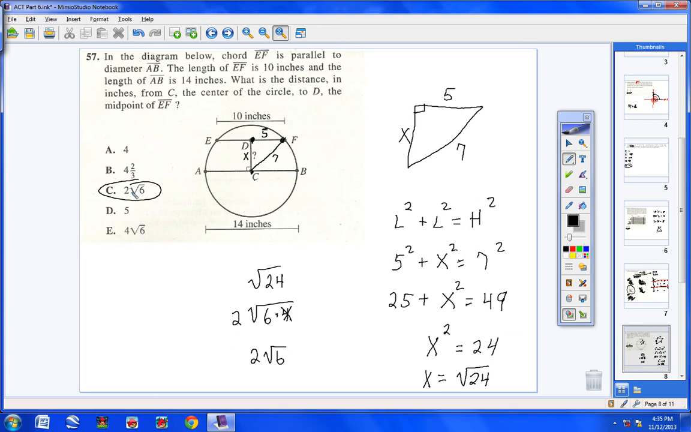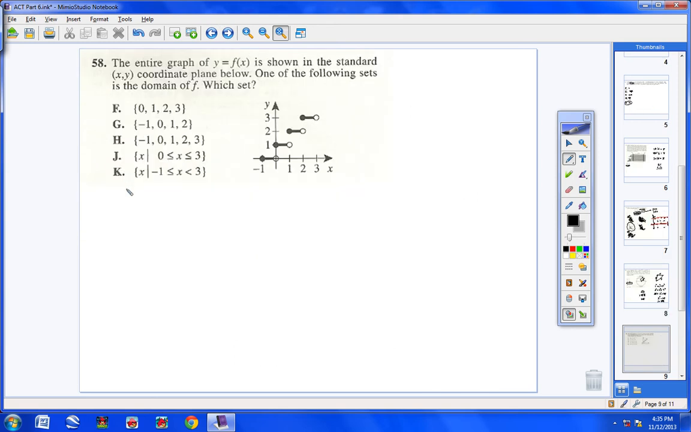A very good problem. Okay, let's move on to number 58. This one's pretty simple. It'll be pretty fast. The entire graph is shown below. One of the following sets is the domain of F. Now, please remember this. They're testing your ability here. Let's go back a problem.